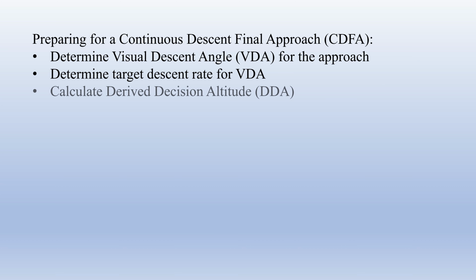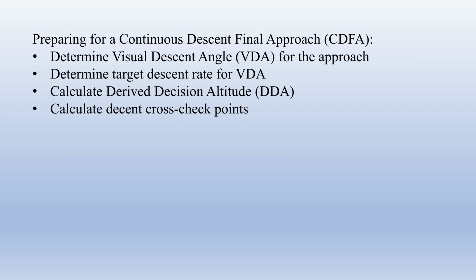To prepare for and fly a continuous descent final approach, or CDFA, there are 5 steps that you need to follow. First, you need to determine the visual descent angle for the approach. This is pretty easy as it's listed on the approach plate. Then you need to determine the target descent rate for that visual descent angle. You do this using the FAA's climb and descent table, which we'll look at here in just a second. Then you need to calculate your derived decision altitude, or DDA. Again, this is very easy. All you do is take the MDA for the approach and add 50 feet.